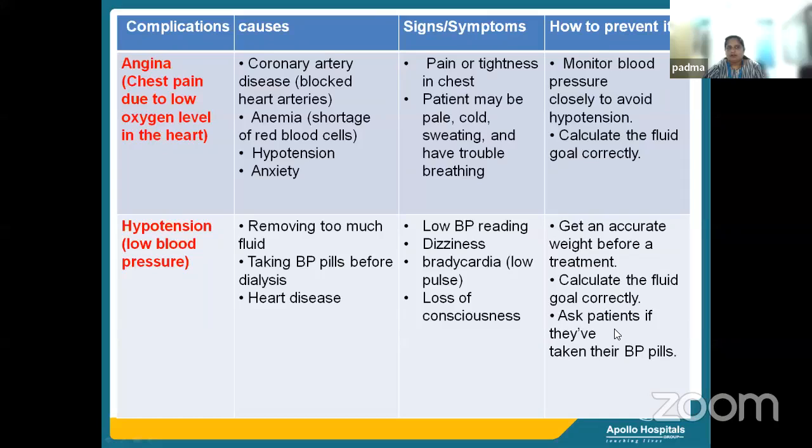And these are the complications, causes, signs and symptoms, and how to prevent them during and after dialysis. The main complications of dialysis include angina, chest pain due to low oxygen levels in the heart. The main causes are coronary artery disease, blocked heart arteries, anemia, low red blood cells, hypotension and anxiety. The main symptoms are pain or tightness in the chest. The patient may be pale or cold, sweating, and have trouble breathing.